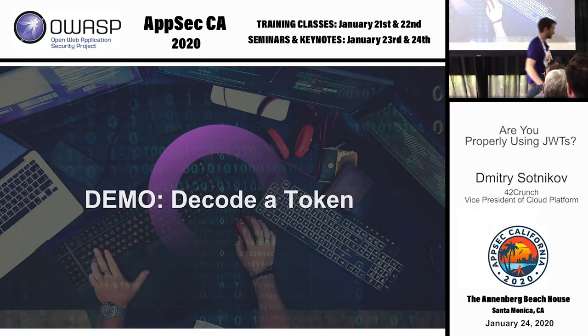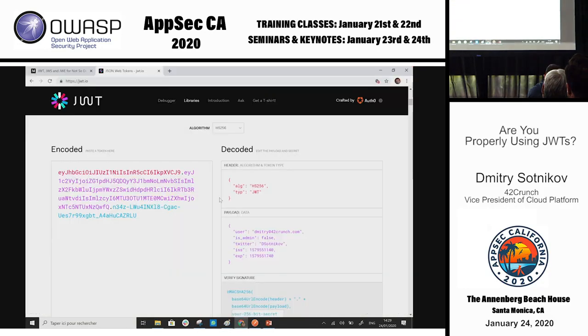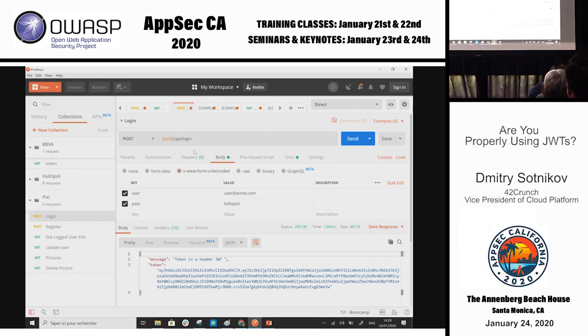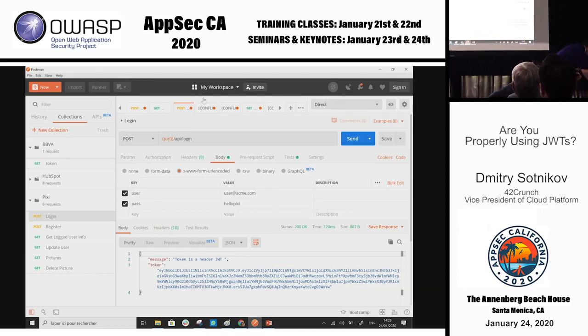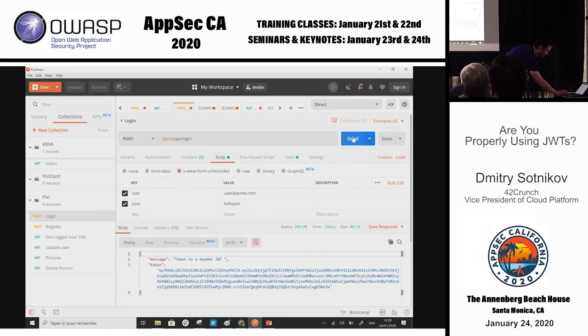But let's see it in action. So, for example, here's my Postman client, and I have an application, Pixie app. It's a part of OWASP DevSlops project. I call that login with username and password. I click send. It sends me back that token.